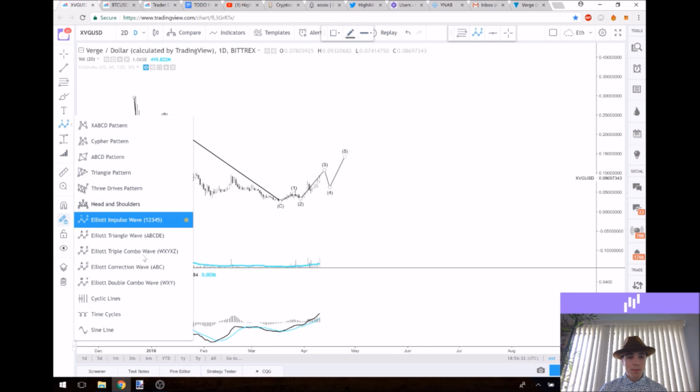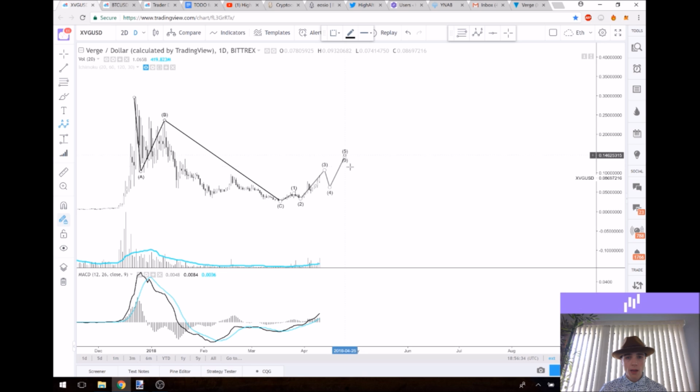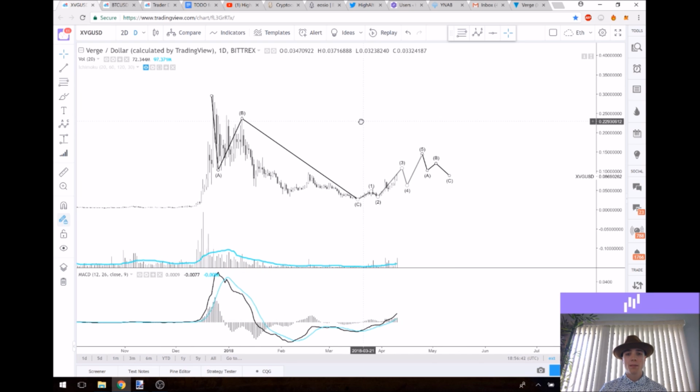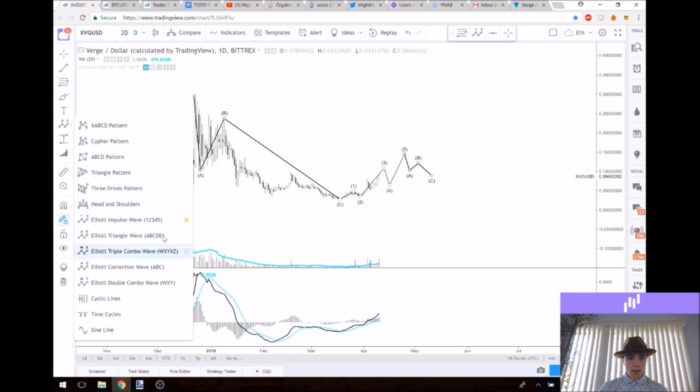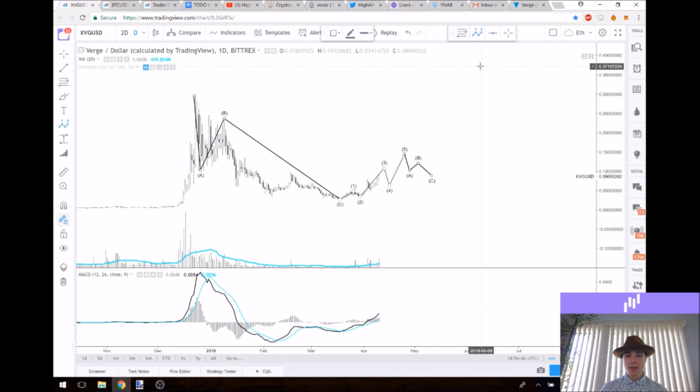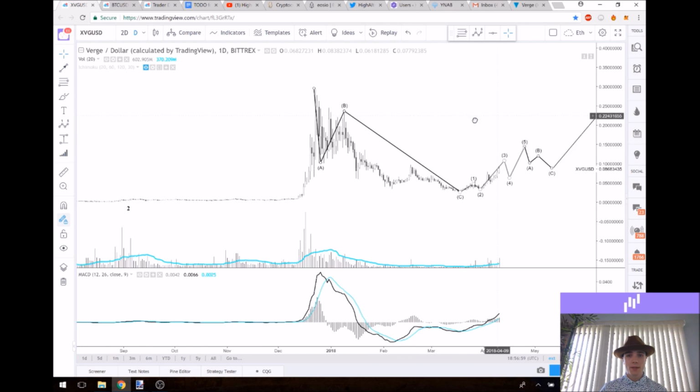It will probably do something like this: ABC correction. And then from here, it will just go crazy, right? From this point up, it's going to move very impulsively, because this is a 3-wave, and 3 waves, by definition, are very impulsive. So we would expect the bounce out of this to be hard. Okay, continuation, hard bounce, and breakout.